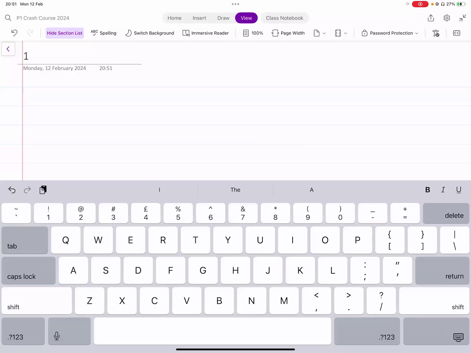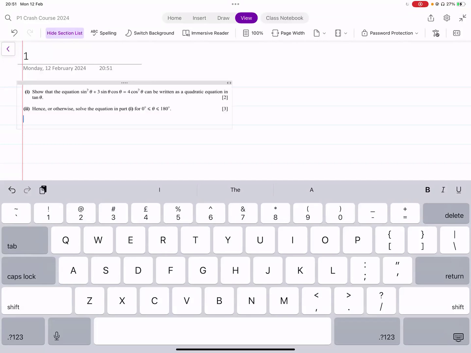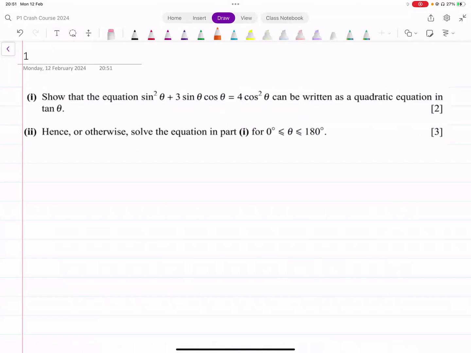Question number 1 from the worksheet. So it says, show that the equation sine square theta plus 3 sine theta cos theta equals 4 cos square theta can be written as a quadratic equation in tan theta. How many of you have done this question? Who has done this question already? No one yet? Okay, so let's try this now. Aima has done this, okay.